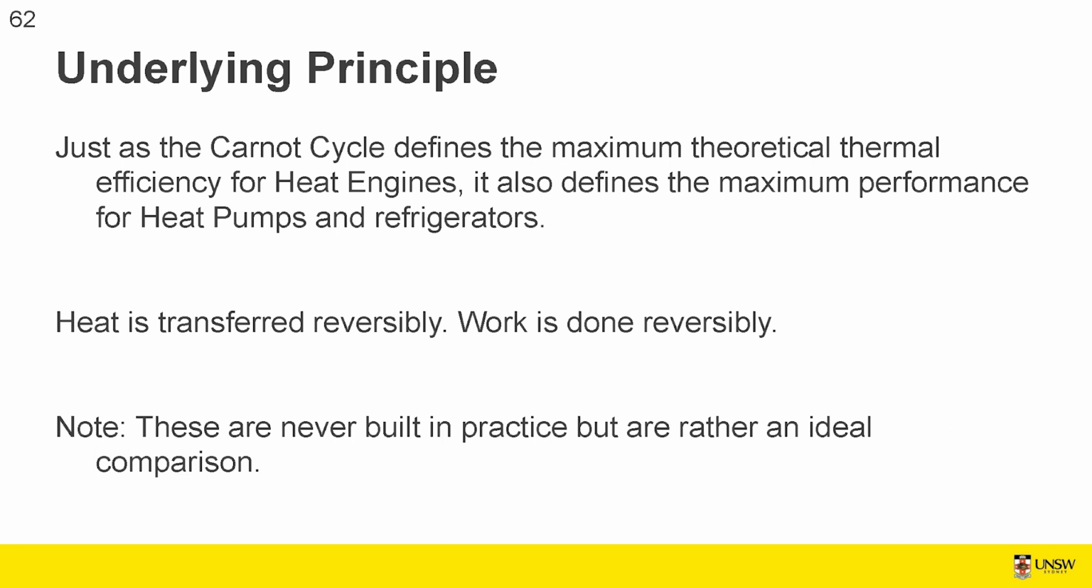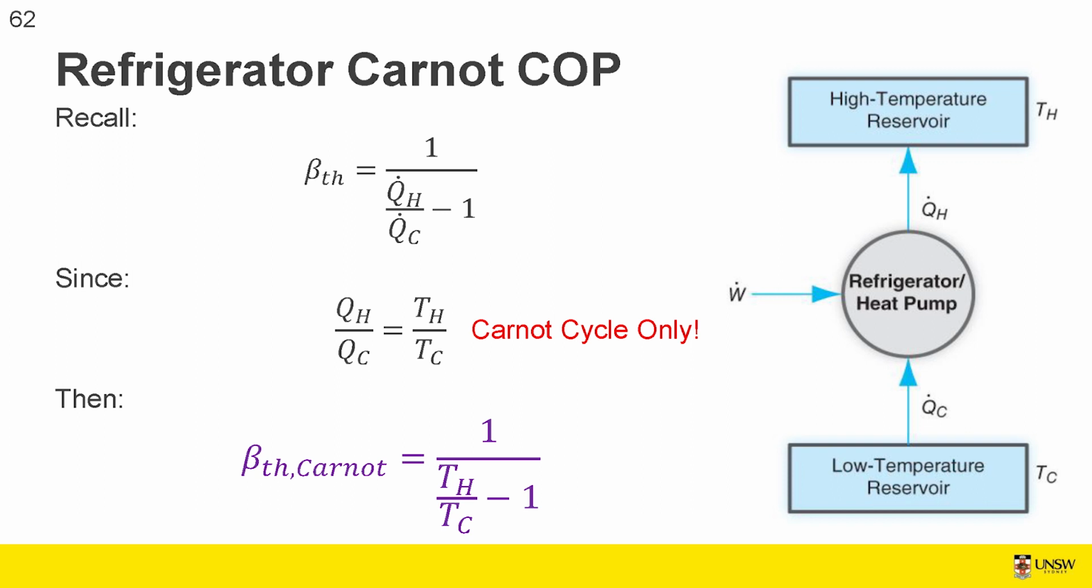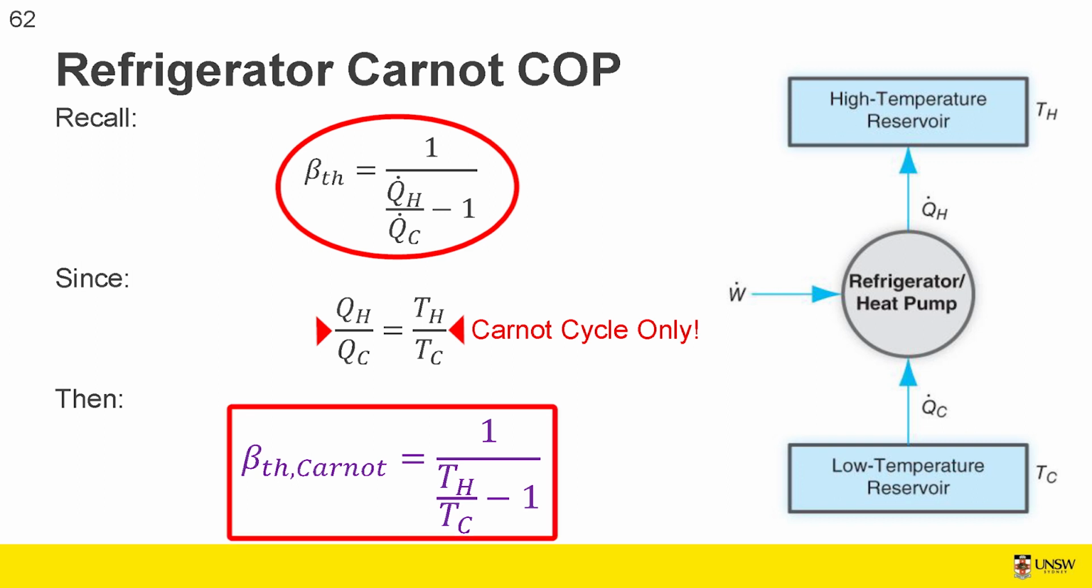So similarly, based on the heat engine, each process is reversible, heat's transferred reversibly. It's a fantasy, but that's what we've done. So we can't build these in practice, but they give us something to compare to. So for our beta for thermal efficiency, that was our formula from before. For the Carnot cycle only, our ratio of heats equals our ratio of temperatures. We've seen that derivation. So the coefficient of performance for a refrigerator for the Carnot cycle is this formula here.